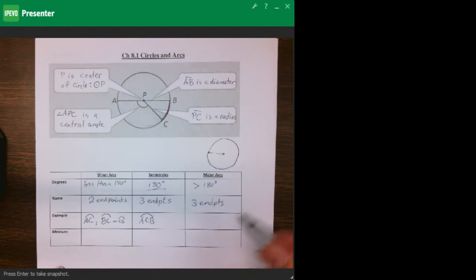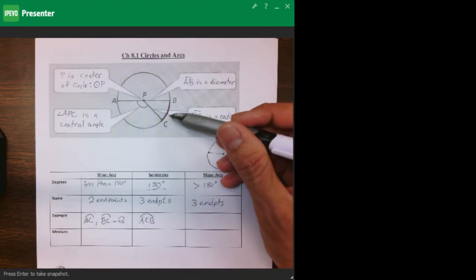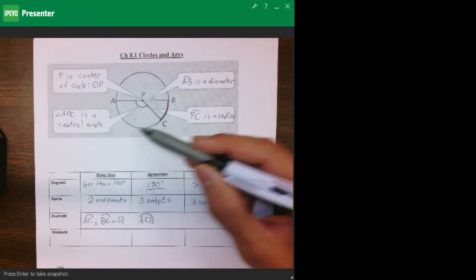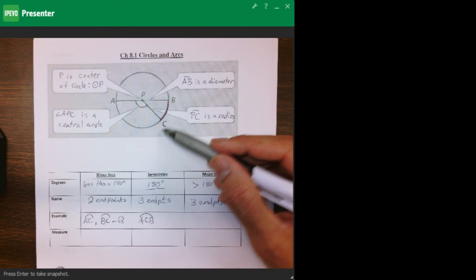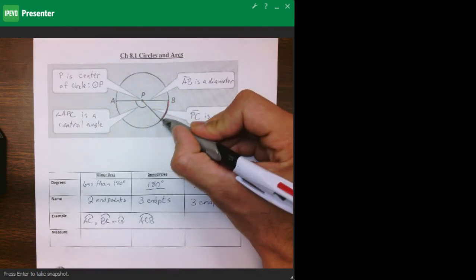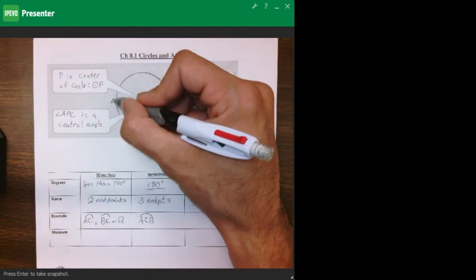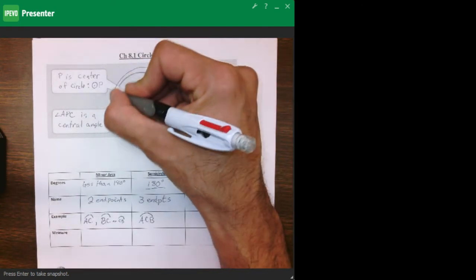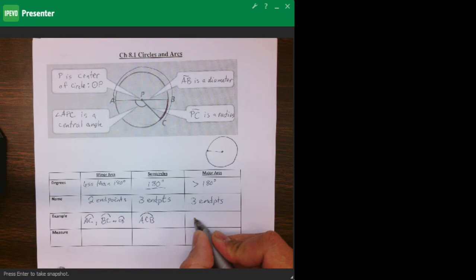And what about a major arc? So we've got to go more than 180 degrees. Remember, from A to C to B, that was 180. How about we go in the other direction, from C to B to A, all the way out there? That's a major arc. That goes more than 180. So CBA hat.